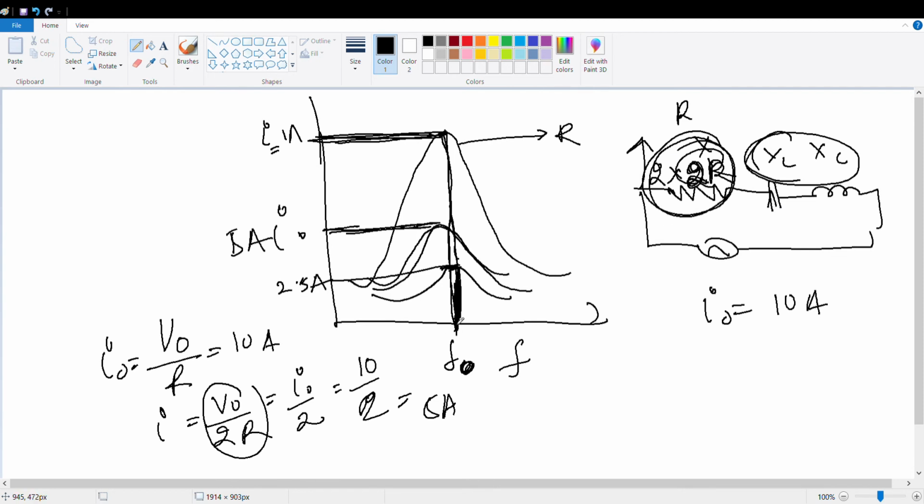So at that same point, at that same frequency, you will get different values of I naught for different values of R. If you increase R, your current will decrease. If you decrease R, your current will increase. Now you make it R by 2. What will happen? The current will become double, 20 amperes. Yes or no?